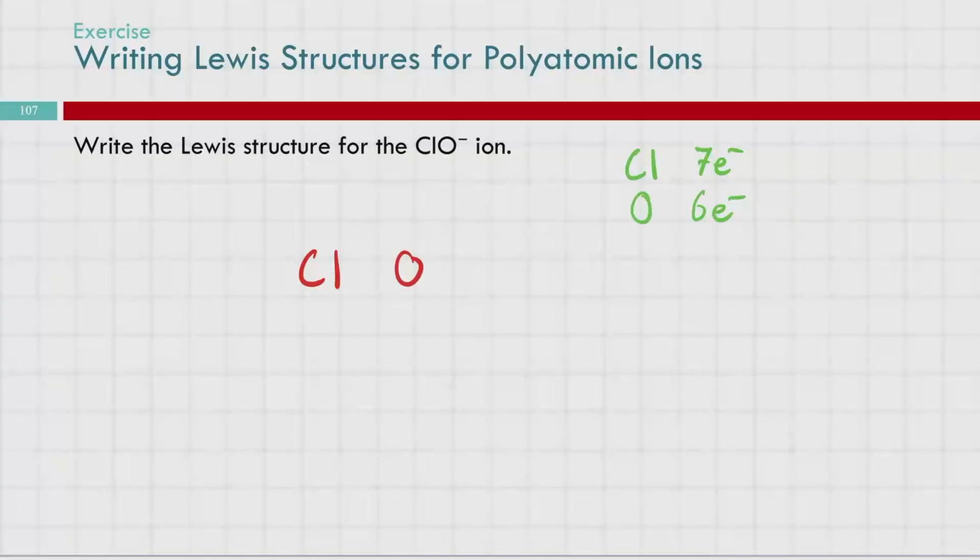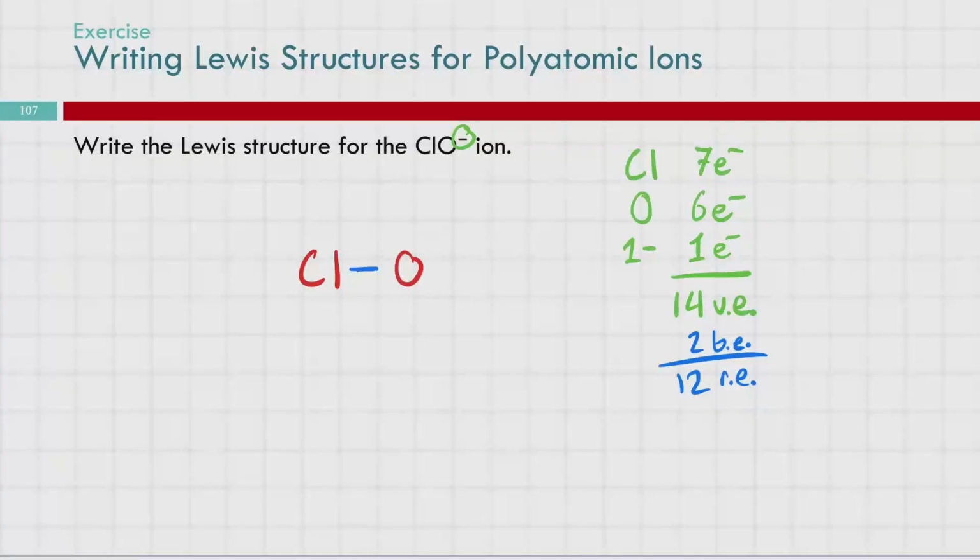And what else? Charge. 1 negative charge. 1 negative charge equals 1 electron. So we've got a total of 14 valence electrons to place. To get everything connected, we need 1 bond. So subtract out our 2 bonding electrons, and we will have 12 remaining electrons.